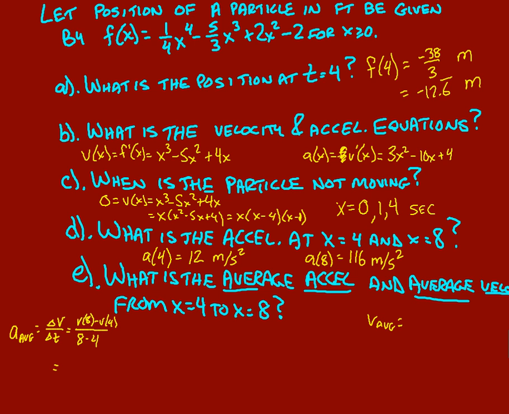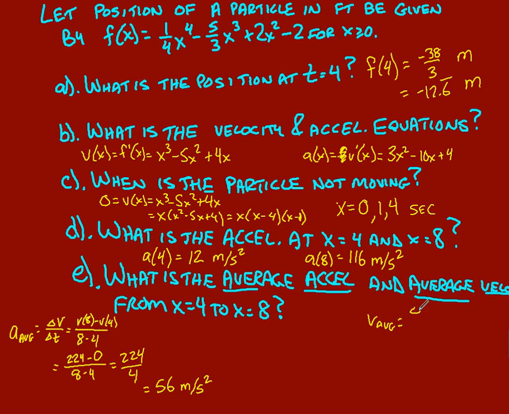So when I plug in v of 8, I should get 224. When I plug in v of 4, I should get 0. And then over 8 minus 4. So this is 224 divided by 4, and so that gives me an answer of 56, and its acceleration, so it's meters per second squared. Remember, always go back to what we started with, average acceleration.